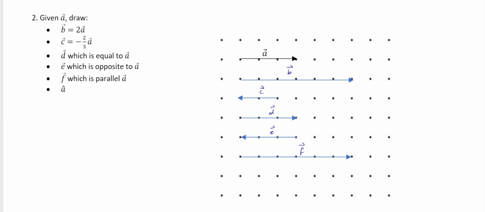And then A hat is just the unit vector with the same direction as A. So there we go, just the unit vector right there. And then I'm going to write A hat.